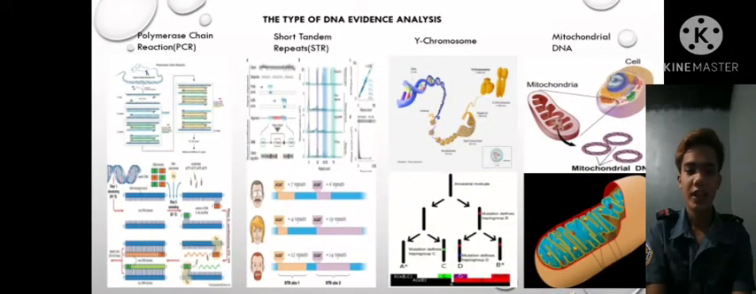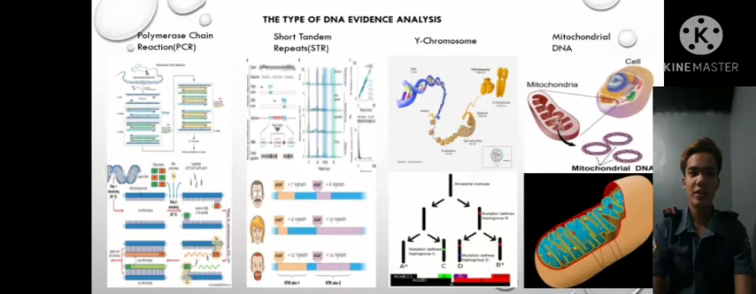The types of DNA evidence analysis are four. First, polymerase chain reaction or PCR. Second, short tandem repeat or STR. Third, Y chromosome. Fourth, mitochondrial DNA.